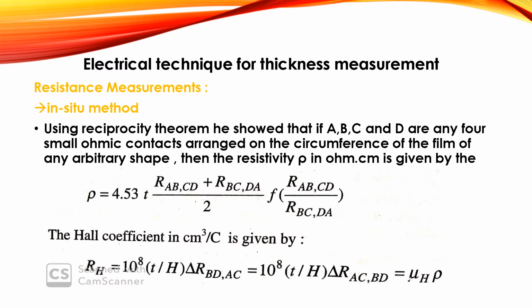In this method, using the reciprocity theorem, he showed that if A, B, C and D are any four ohmic contacts arranged on the circumference of a film of any arbitrary shape, then the resistivity ρ in ohm centimeter is given by the following equation. The Hall coefficient in centimeter cubed per coulomb is given by R_H, as per the equation, which is equal to μ_H times ρ.